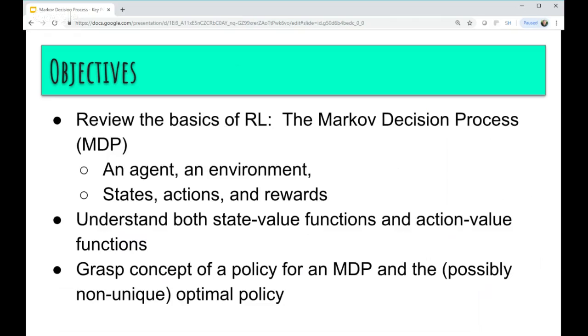This includes an agent and an environment principally, and then the states, actions, and rewards that make up the interactions between the agent and the environment. And then we'll discuss state value functions and action value functions. They're similar in a lot of respects, but they have some slight differences that we'll talk about. And then we'll discuss the concept of a policy for an MDP and what is meant by the optimal policy, of which there may be more than one, but typically a single optimal policy. Well, I shouldn't say typically. Often there is more than one optimal policy. But we'll describe what is meant by that.